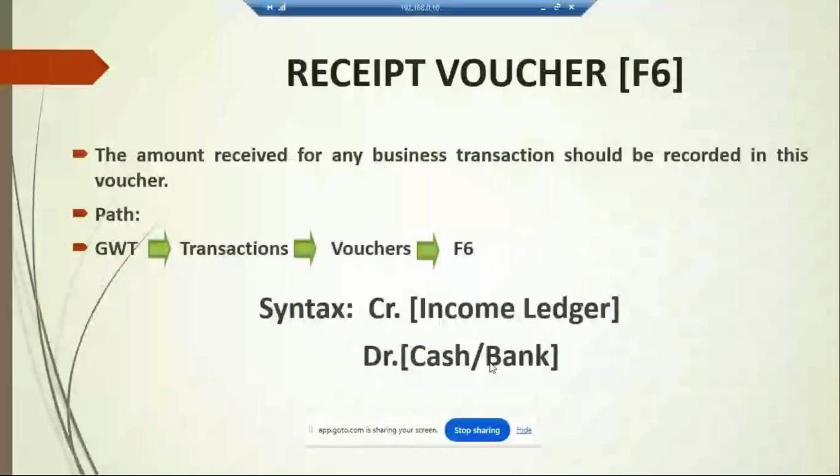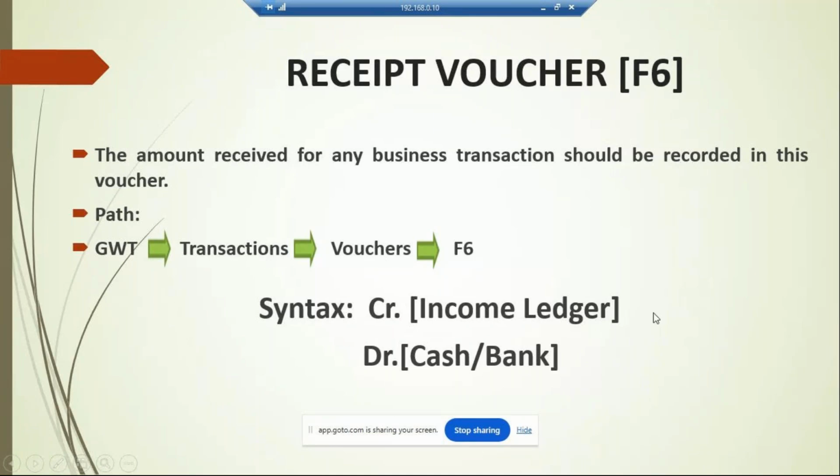Guys, mute yourself. See here, the receipt voucher, and the function key for that is F6. The amount received for any business transaction should be recorded in this voucher. Path: Gateway of Tally, Transactions, Voucher, F6.